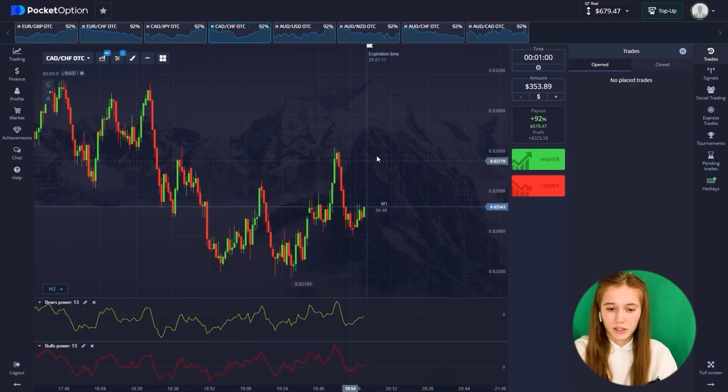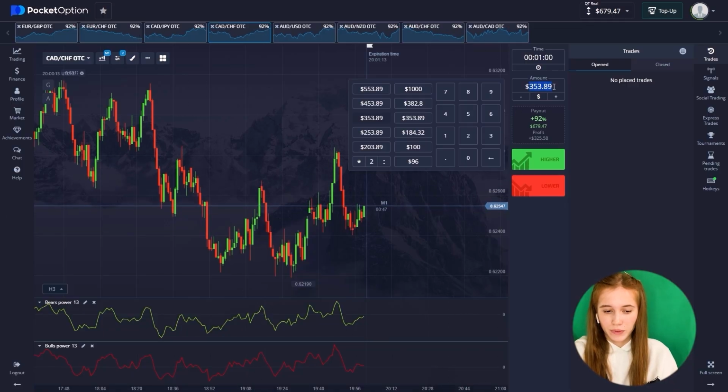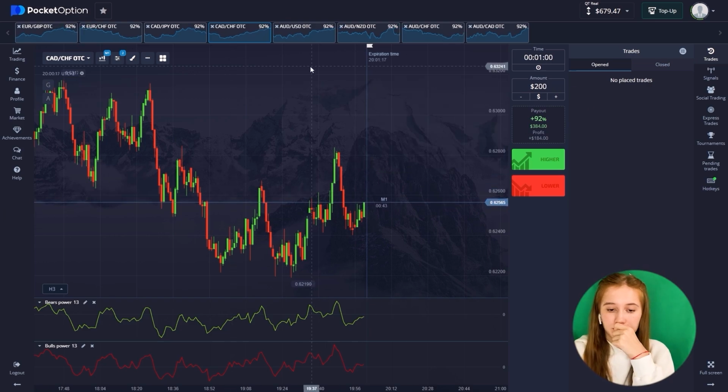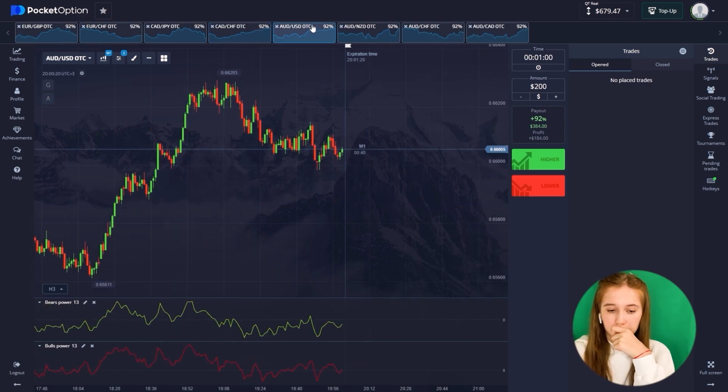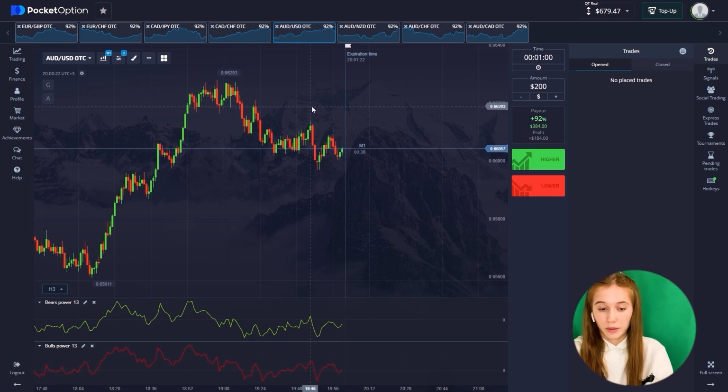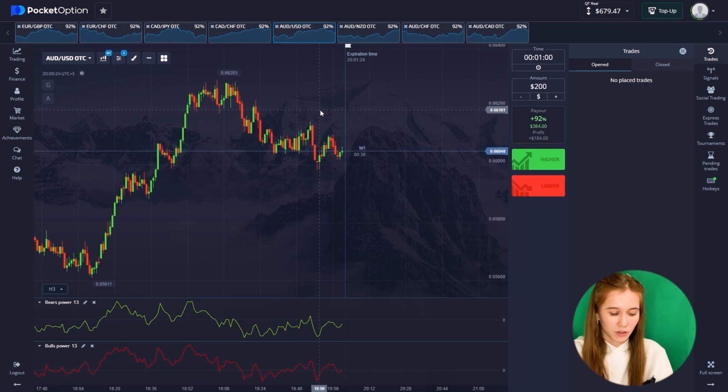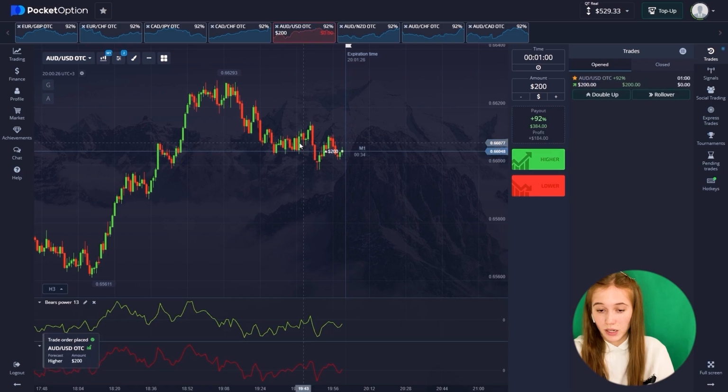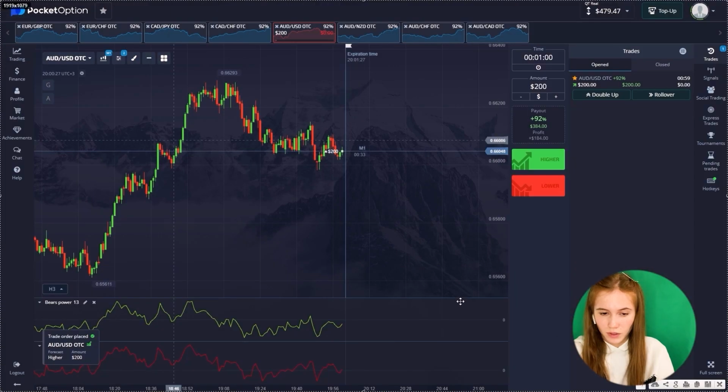So we move on to the next concept. Deal amount is $200, and we move on to the next concept. Here we are. We'll open up trade, and we immediately proceed to technical analysis.